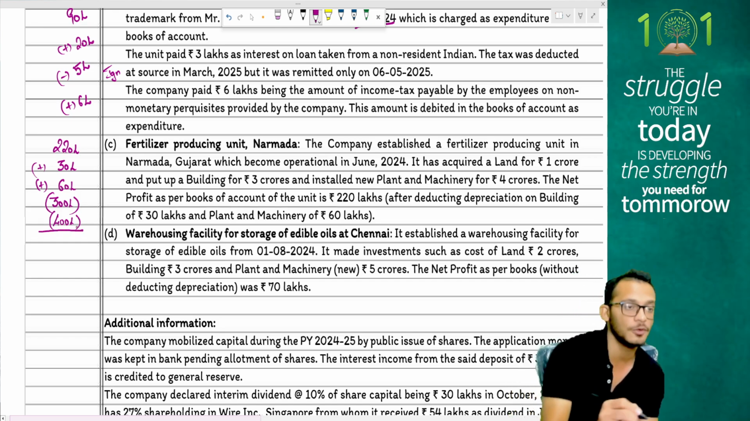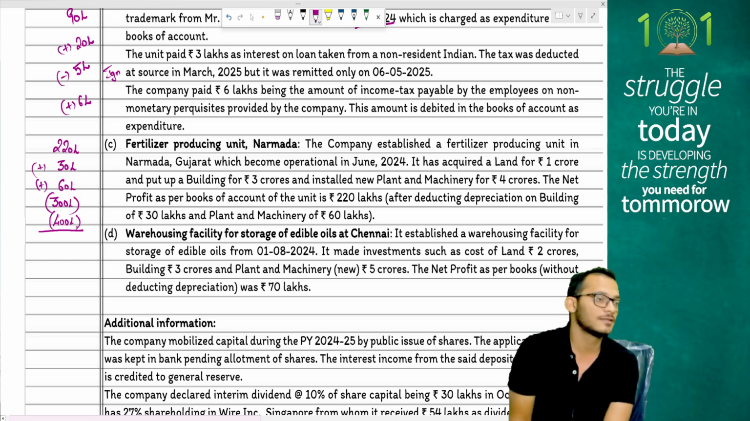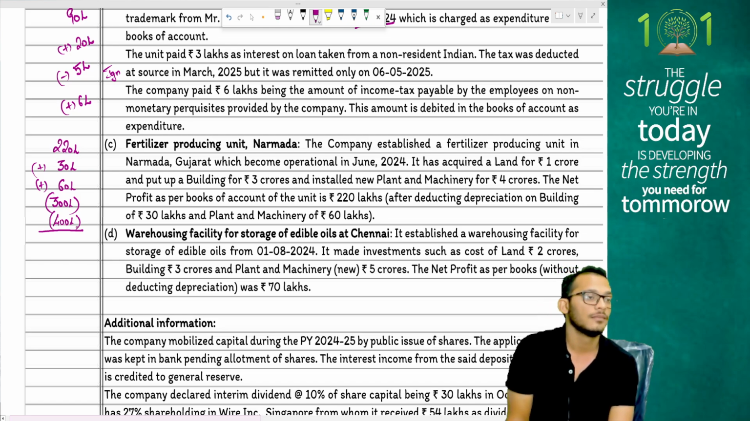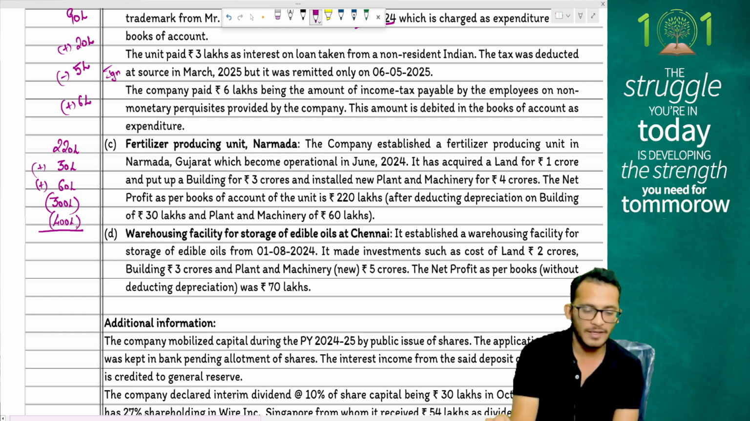Notice this is going to report a loss to be set off against specified business incomes. If not, carry forward for infinite years.